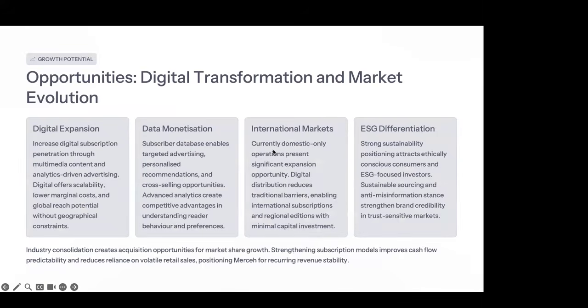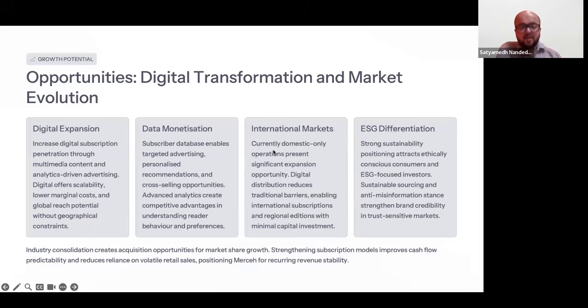Okay, sir. Then, what opportunities exist for Mercy Company? First is digital expansion: increased digital subscription penetration through multimedia content and analytics-driven advertising. It offers scalability, lower marginal cost, and global reach potential. You have a huge subscriber base who are logging on to your websites. So it will help you to create a subscriber database, which will help you in making targeted advertising possible.